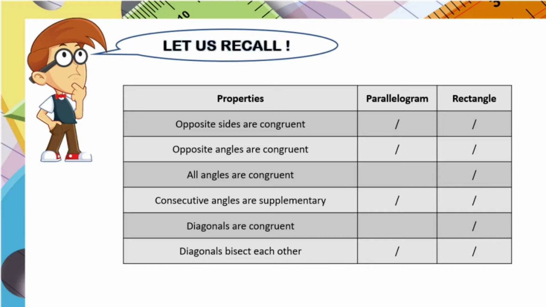Both parallelogram and rectangles' opposite sides are congruent. Both parallelogram and rectangles' opposite angles are congruent. In a rectangle, all angles are congruent. Both parallelogram and rectangles' consecutive angles are supplementary. In a rectangle, diagonals are congruent. Both parallelogram and rectangles' diagonals bisect each other.